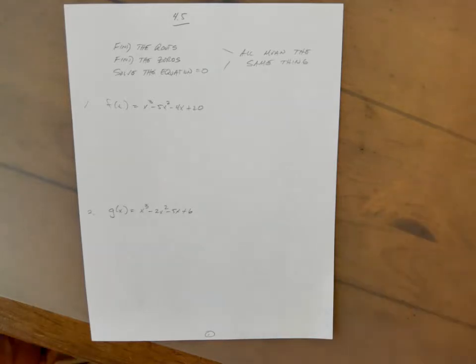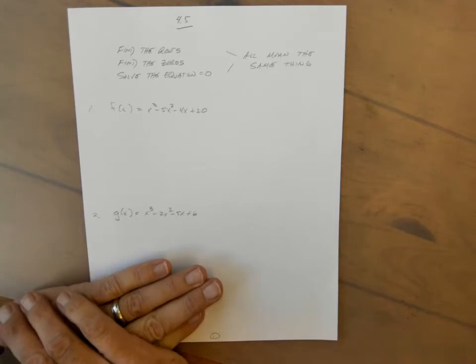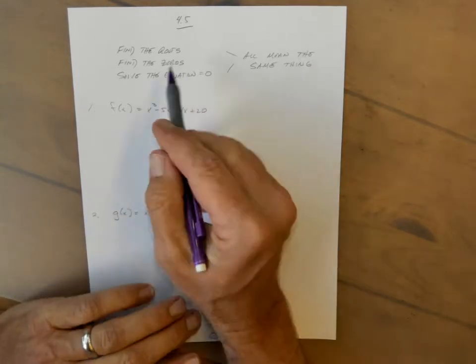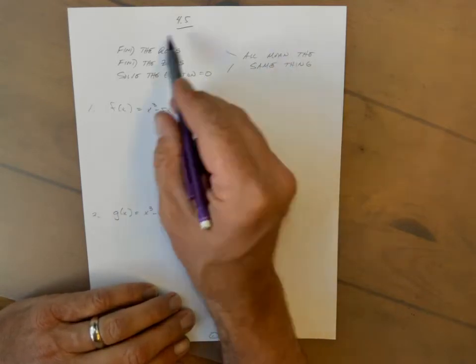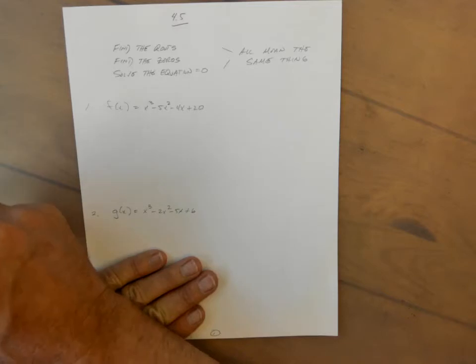All right, today we're going to look at some problems from section 4.5 in our textbook. We're going to find the roots or the zeros, or at times the directions, or solve the equation when it's equal to 0. So all of these things mean the same thing in terms of what we're going to be doing and finding in our strategy.